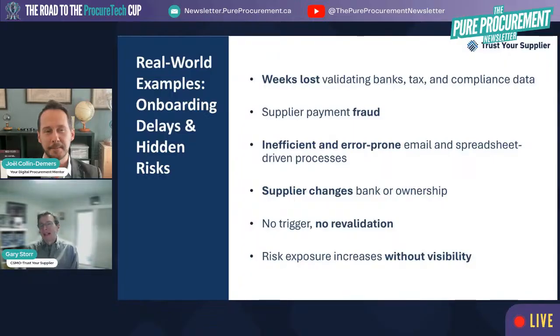So, you can see here, I won't read this to everyone, but there are examples of what happens when you don't have quality data, right? You lose time. You're exposed to fraud. There's a lot of inefficiency and errors. There's just no visibility to risk. These are things that are real, right? These are business impacting issues. When you start throwing around words like fraud and regulatory concerns, that's big stuff, right? And we can't ignore it.